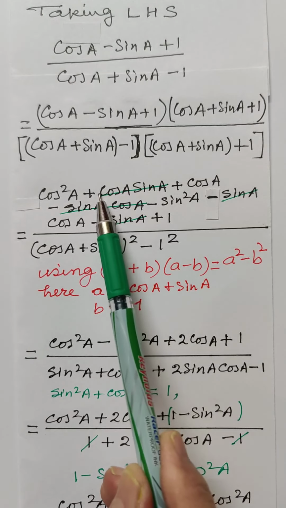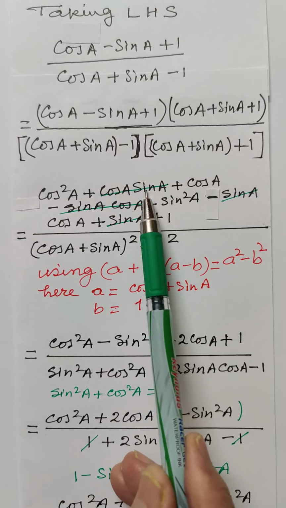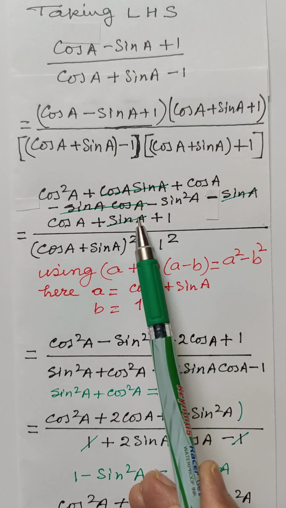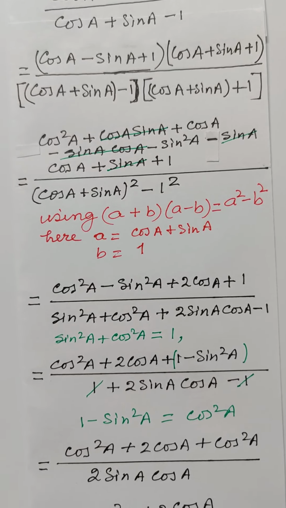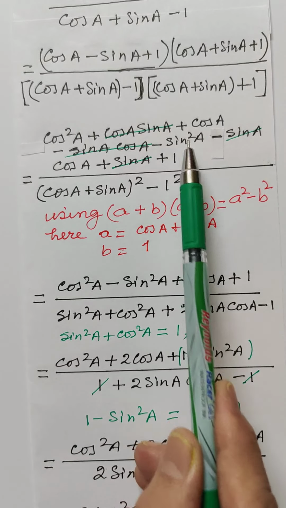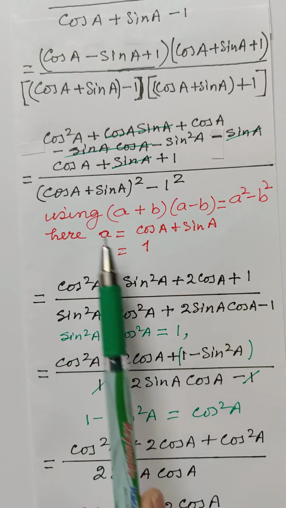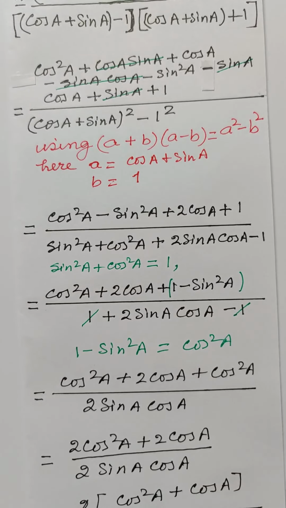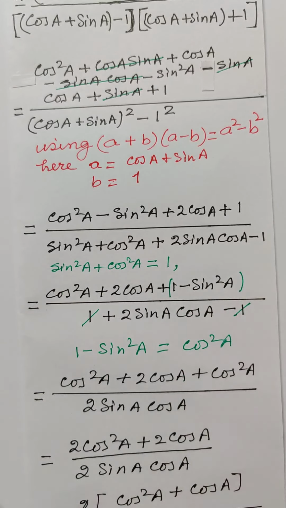We can reduce this cos A sin A with this minus sin A cos A, since both are the same with a negative sign, and this sin A can be reduced with sin A. So in the denominator, after reduction, the next step is cos square A minus sin square A plus cos A, and this cos A, 2 cos A plus 1. And in the denominator, that is sin square A plus cos square A plus 2 sin A cos A minus 1.